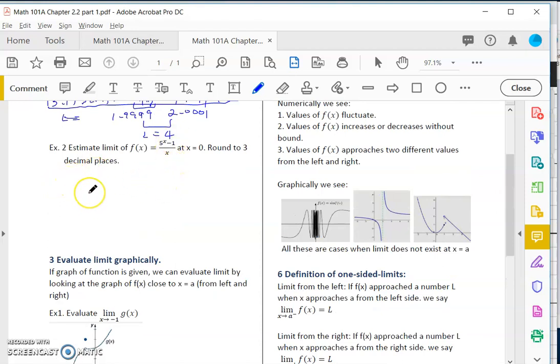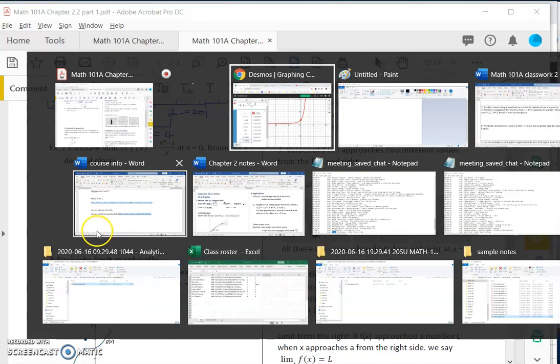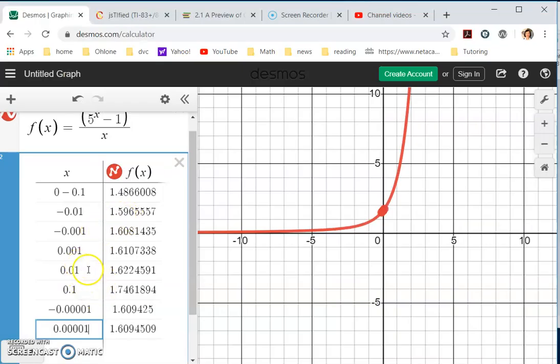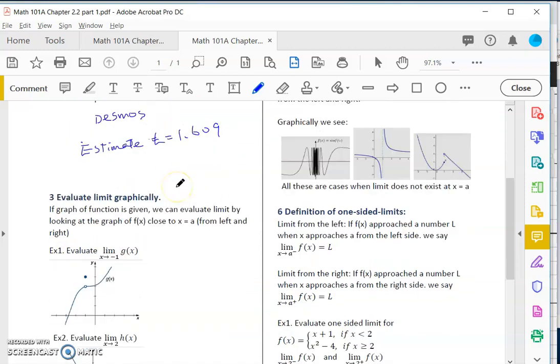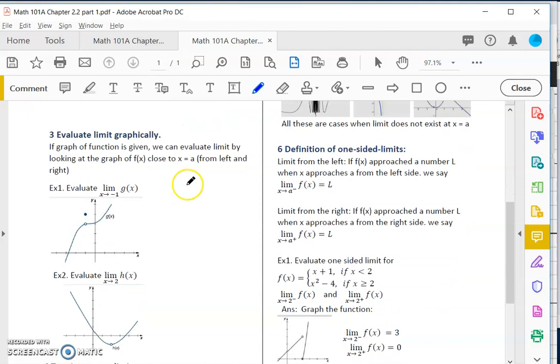Okay, so what did we say? When x approaches 0, the limit, where both sides agree, is 1.609. So the limit, we would say, is an estimate. Use decimals, right? The estimate L is equal to 1.609 for 3 decimal places. Remember to round it so that they agree on both sides, left and right.